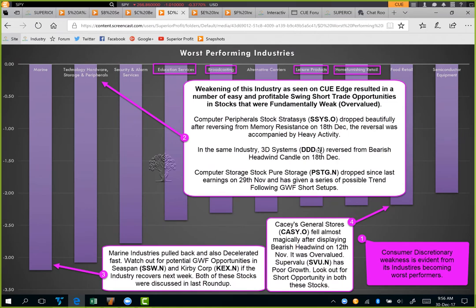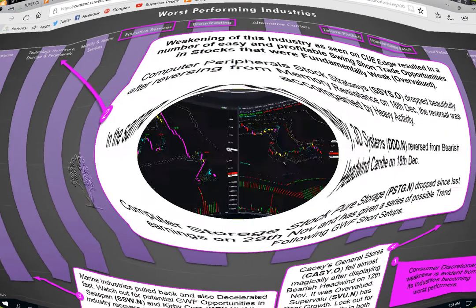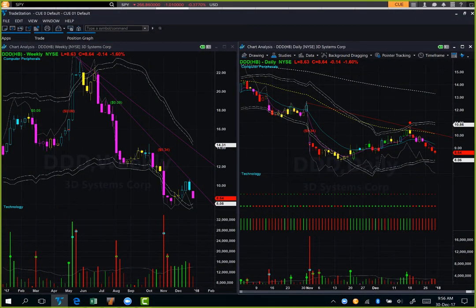3D Systems, DDD, reversed from a bearish headwind candle on the same day, 18 December. Let's look at DDD. DDD had been declining for a while. On this candle, it tried to go up but reversed, displaying a bearish headwind signal. So one could take a short trade at the close of this day, put stop just above recent high and book partial profit at least once the risk distance is covered. That has already happened by Friday. Once again, the headwind signal could catch the precise swing high.